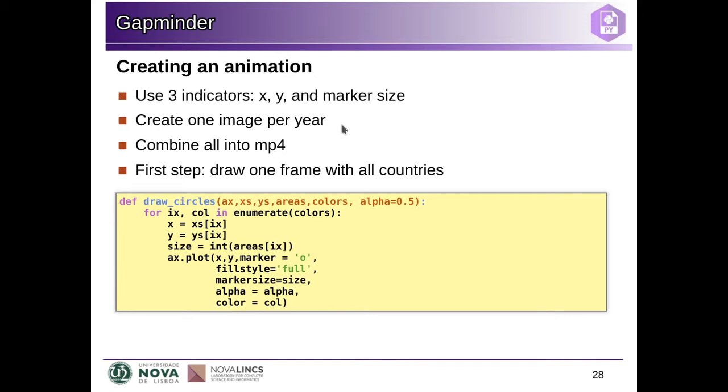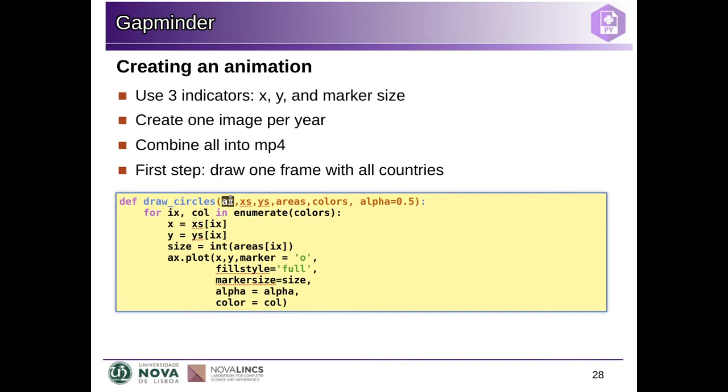So the first step for this, we're going to decompose this into different functions. We can create a function just to draw one frame. So basically we get the axis. This is the plotting object where we draw the actual values. So this one has the plot function there where we can draw.